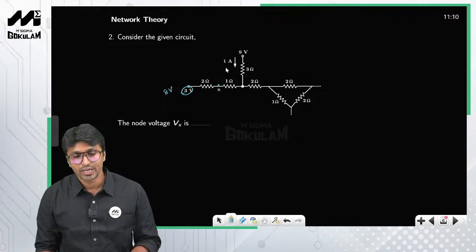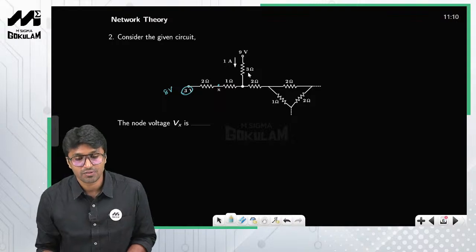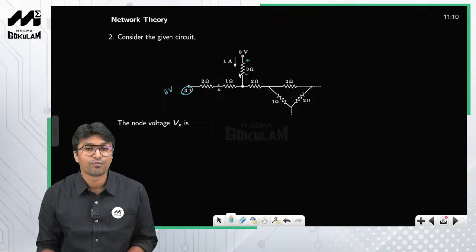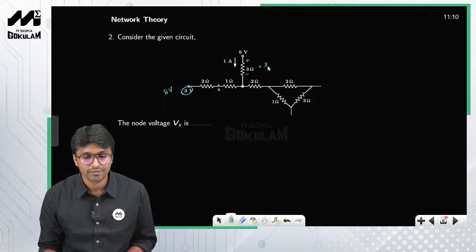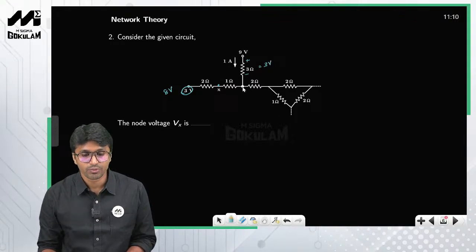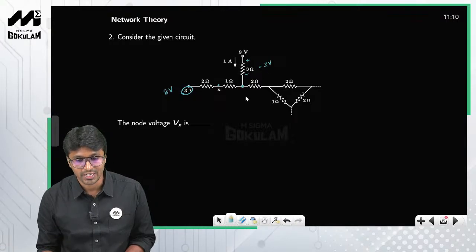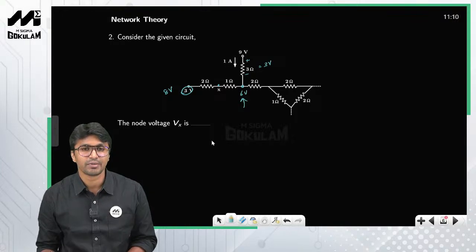Now you can clearly see that 1 ampere of current is flowing through this 3 ohm resistor, right? So how do you mark the polarities? Current always flows from higher potential to lower potential, so therefore this is plus and minus, right? What is the drop across this 3 ohm resistor? 1 ampere flowing through a 3 ohm resistor gives you a drop of 3 volts. So what will be the voltage at this particular node? 9 minus 3 is 6 volts, right? So the voltage at this node is 6 volts.